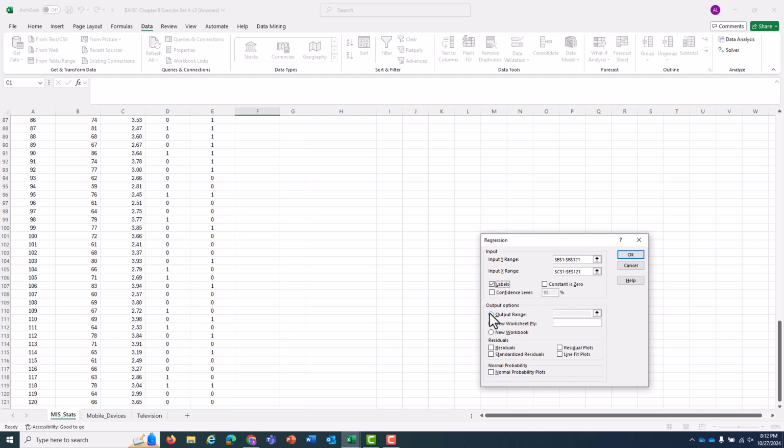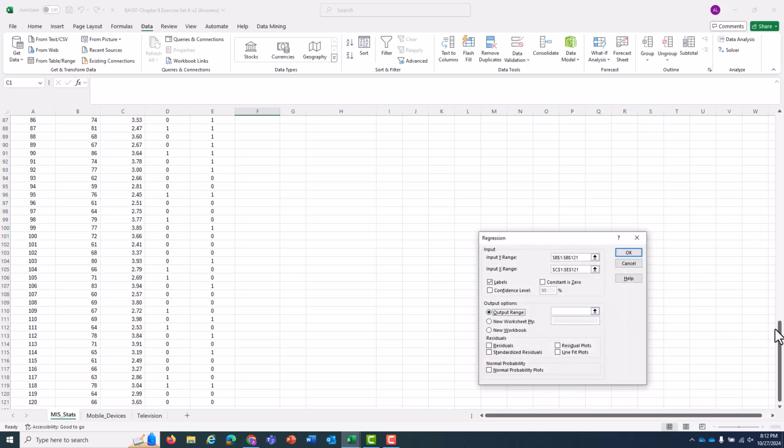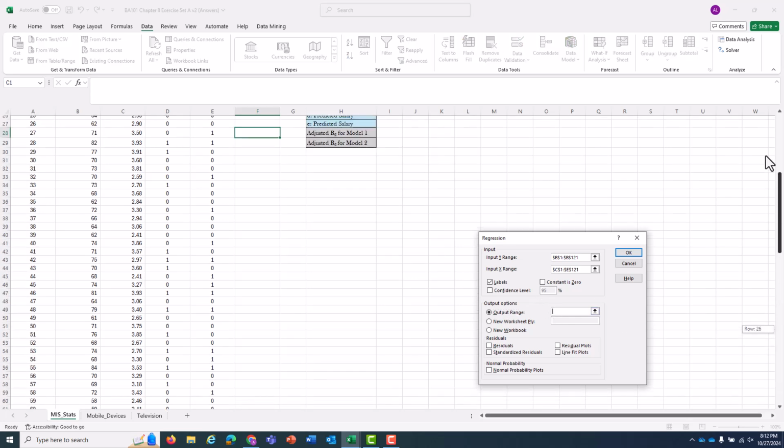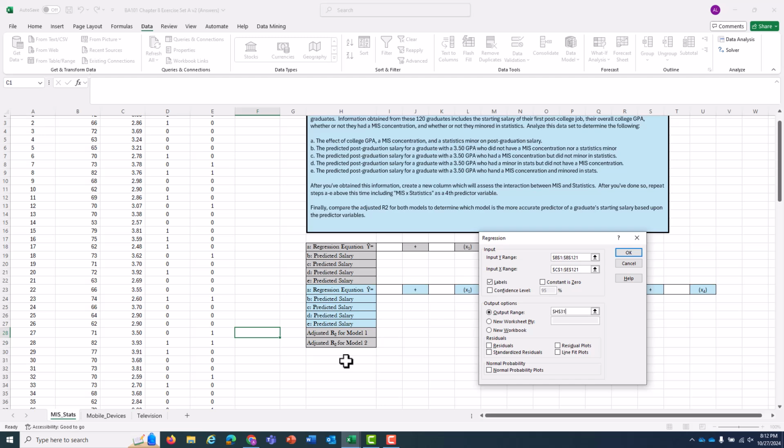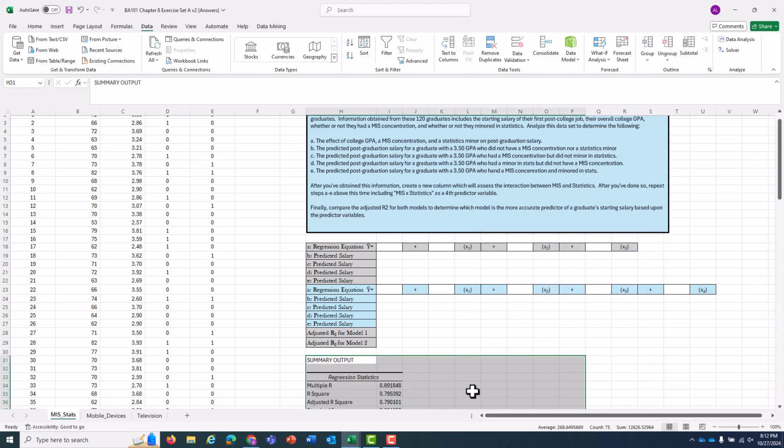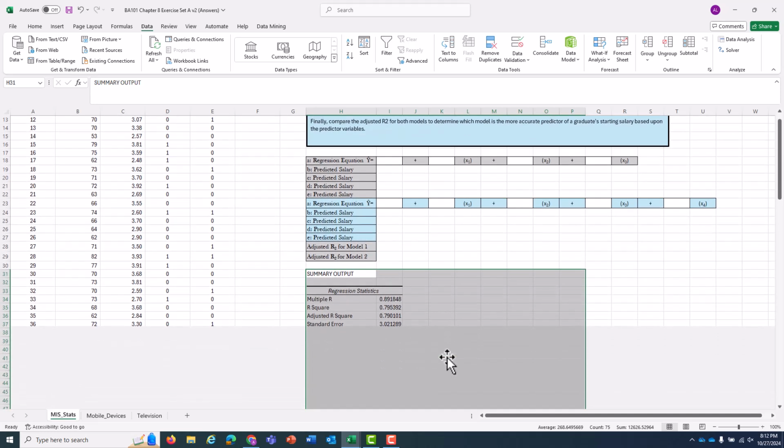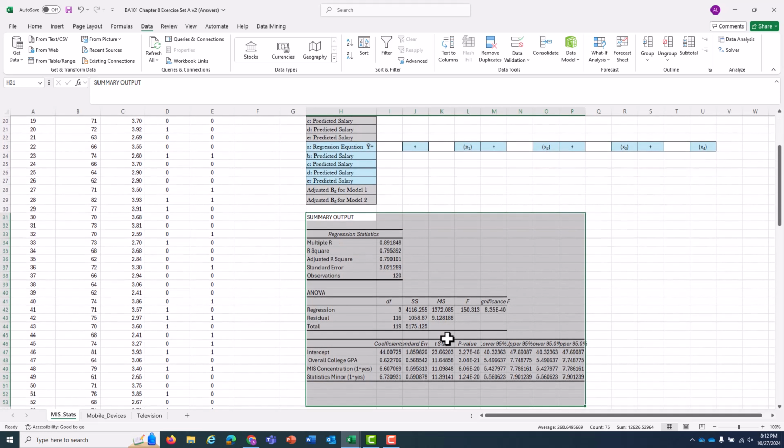And then lastly, I need my output range. I'm going to put the output range on this tab instead of starting a new page. And I want that output range to be, if I can get this going, right here. I'll put it in cell H31. And I'm going to hit OK. And it's going to give me my summary output for this situation.